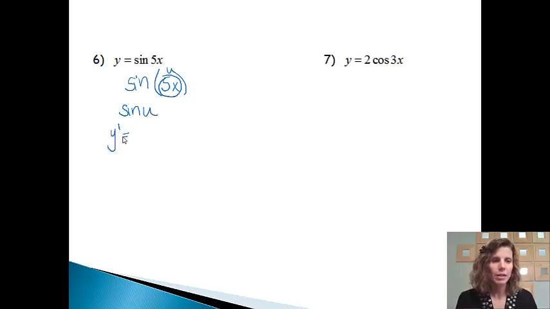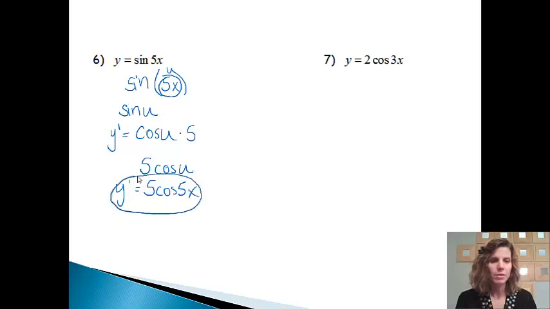Now I'm ready to take the derivative. So the derivative of sine of u will be cosine u. But we're not done until we've taken the derivative of our chocolate. So the derivative of 5x is 5. I'm going to rewrite that with the 5 coming first. So 5 cosine u. And then my last step is to actually plug the u back in. So I'll have 5 cosine 5x. So there we go. All right, my last example, y equals 2 cosine 3x.